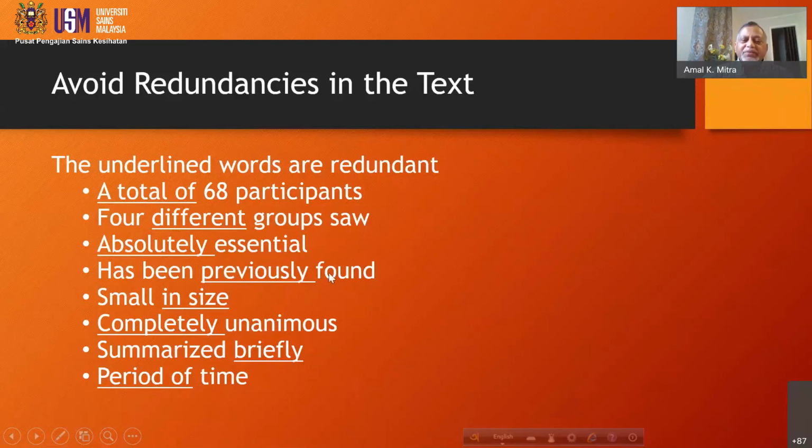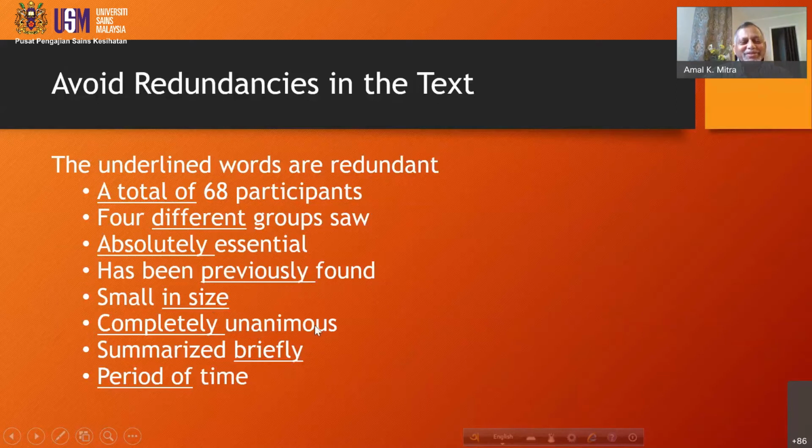Has been previously found. When it is in the past, definitely previously. You can delete that. You can say has been found. Small in size, definitely small means in size. So you don't have to, the boy is small. If you say boy is small in size, okay, it is a little bit okay, but if you can avoid that, that's better.